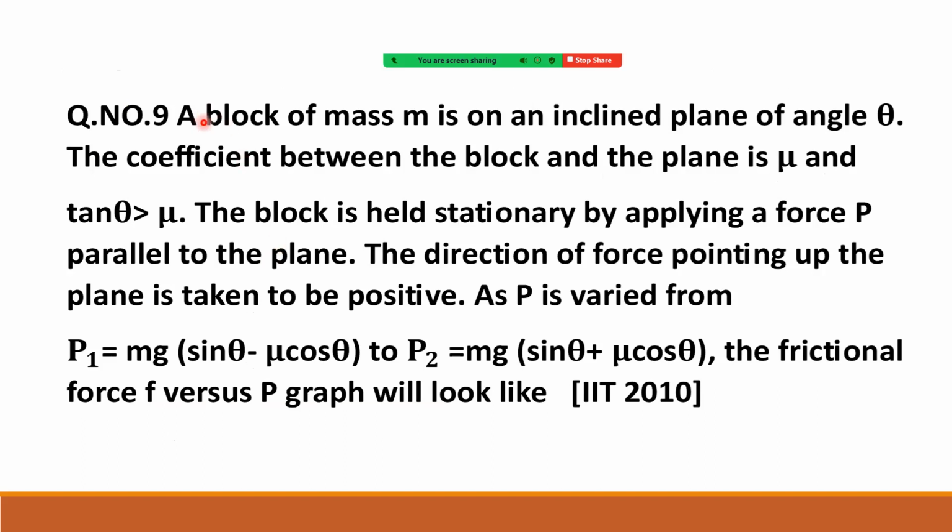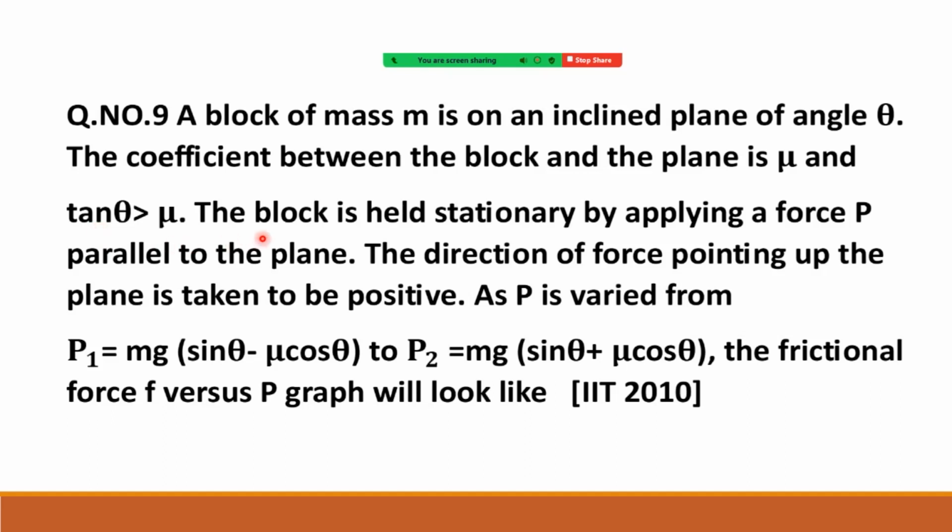See what is given. A block of mass m is on an inclined plane of angle theta. The coefficient of friction between block and the plane is mu and tan theta is greater than mu. The condition tan theta greater than mu means mg sin theta is greater than mu mg cos theta.